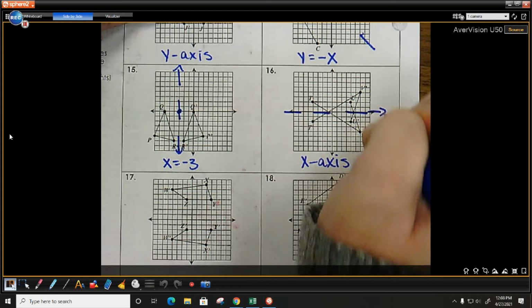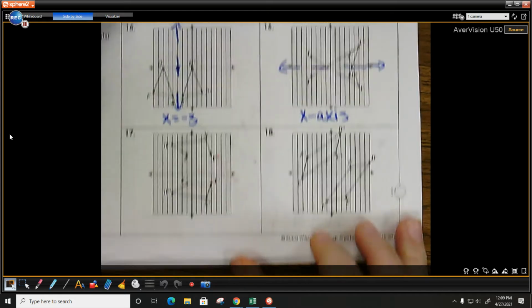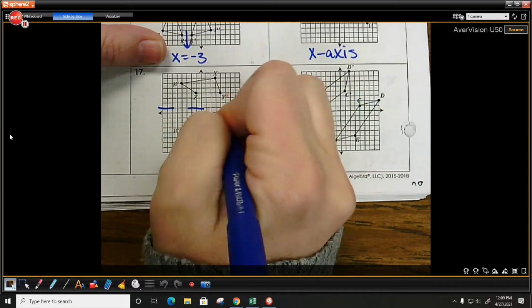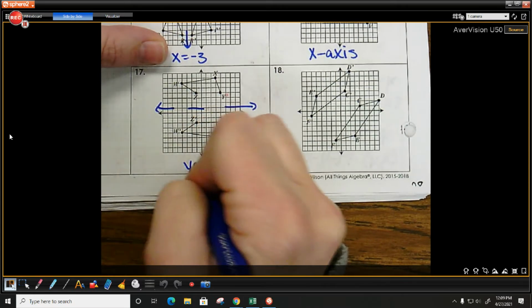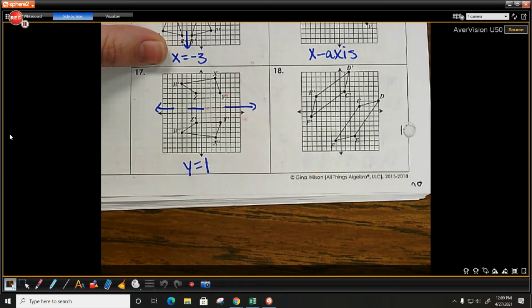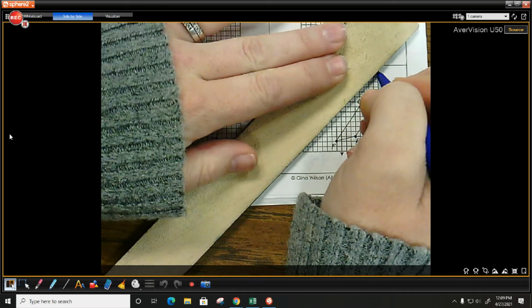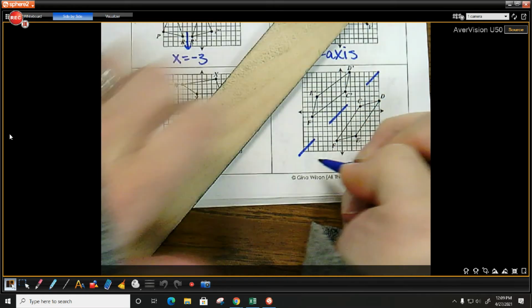Okay, what about 17? Y equals 1. And 18? Y equals x. Do we like those? Pretty easy.